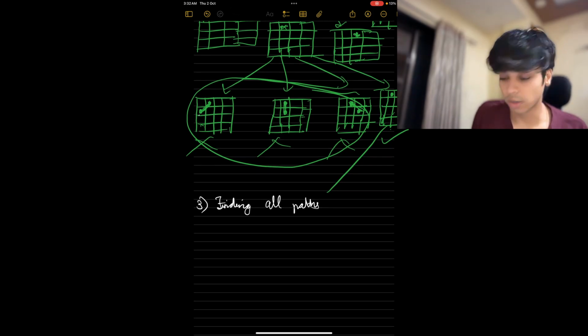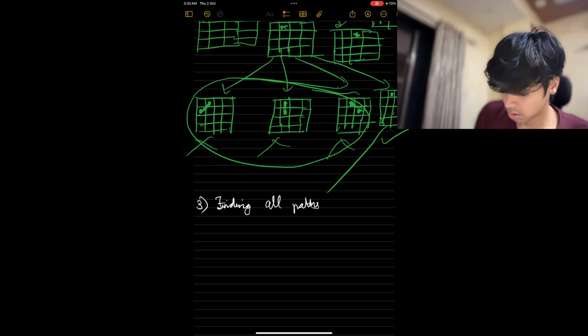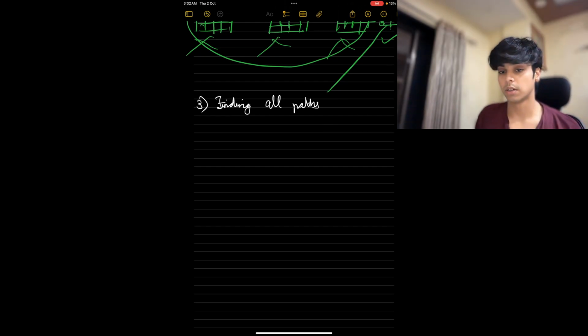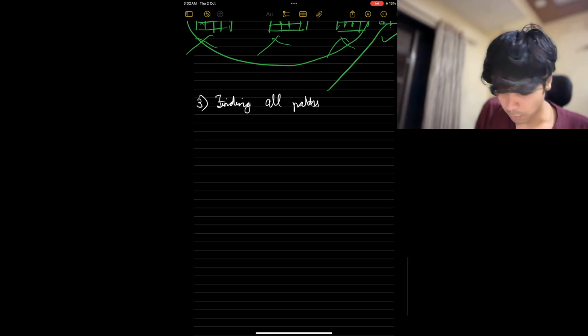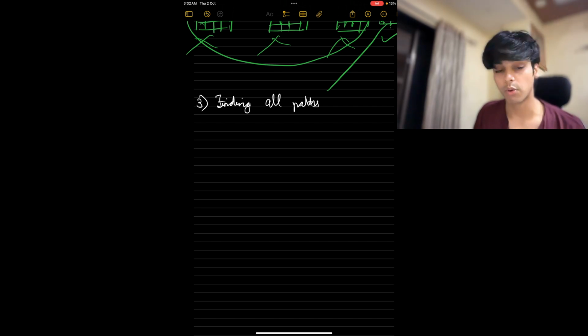The third question is finding all possible paths. Suppose you are given a grid of size n. Let's take 7 this time, because 4 is quite small for this question. So I want to explain how large this grid can get.